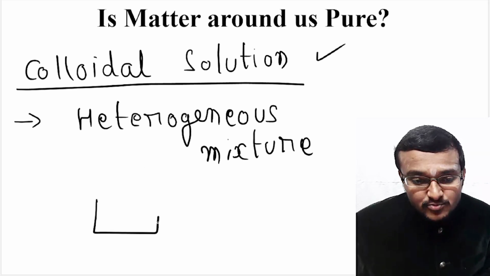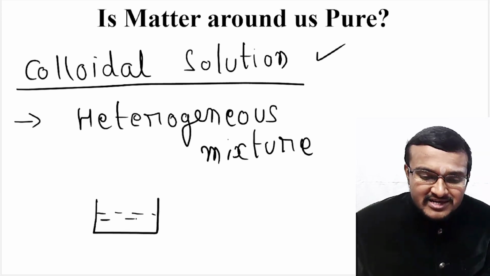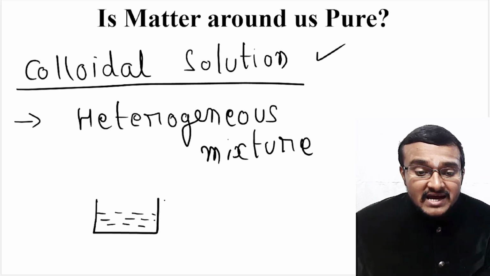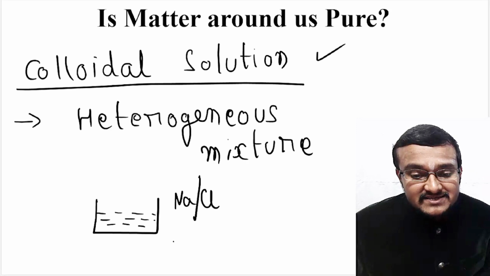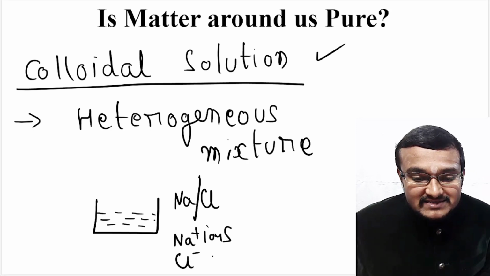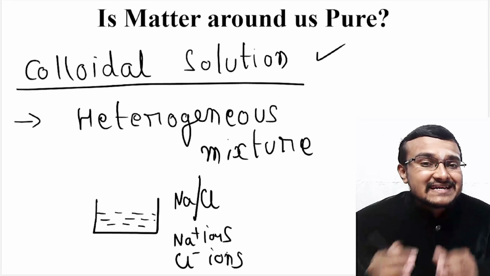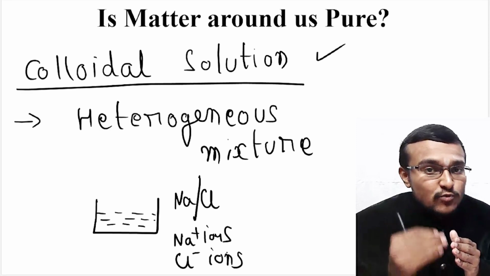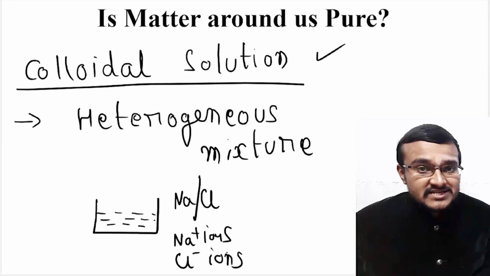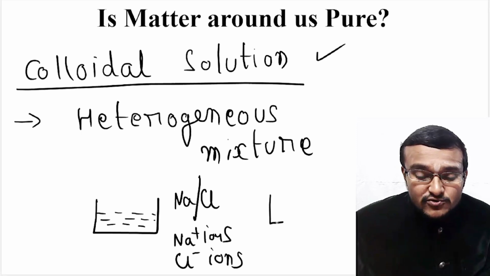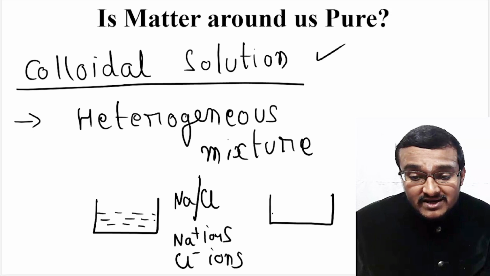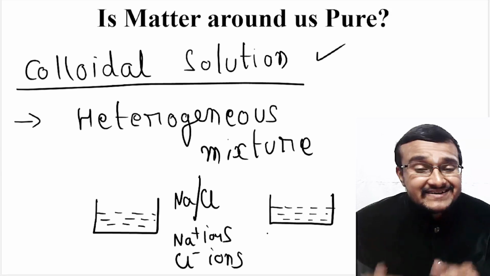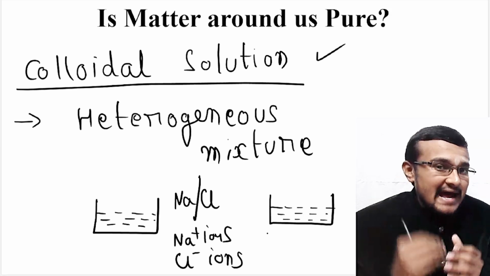If you are putting a salt crystal inside water, at that time, salt contains NaCl. This NaCl will be split into Na plus ions and Cl minus ions. So there is a kind of chemical interaction between NaCl and water. But in a heterogeneous mixture, here also there will be uniform distribution of particles throughout the solution, but there will be no chemical interaction between solute and the solvent.